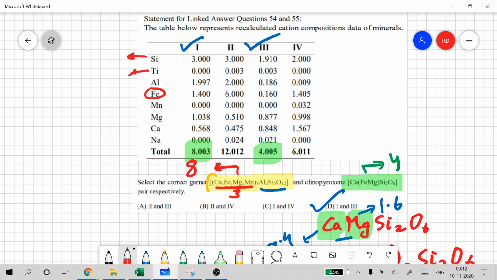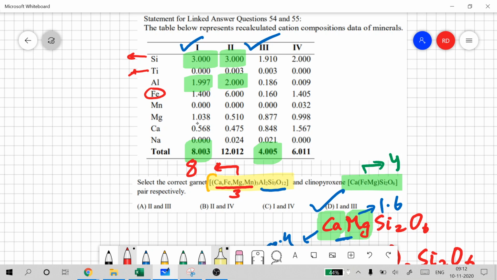Ca, Fe, Mg, Mn. If you add Ca, Fe, Mg and Mn up, it should be 3. Now Al2Si3 is fixed, so both of these fit the criteria. This is why they gave it, and why people get a little confused: these are fixed compositions. So 2 and 3 can be correct, but first of all, Ca, Fe, Mg, Mn have to add up to 3.